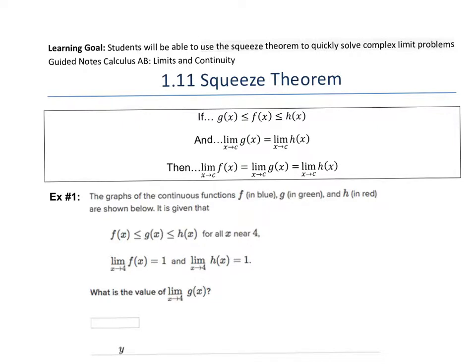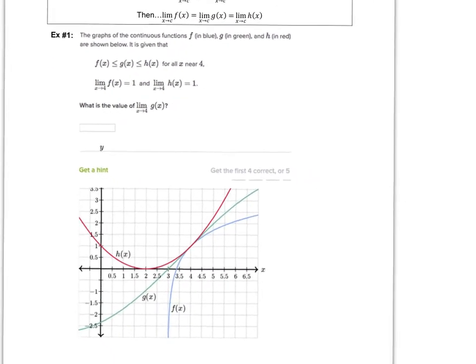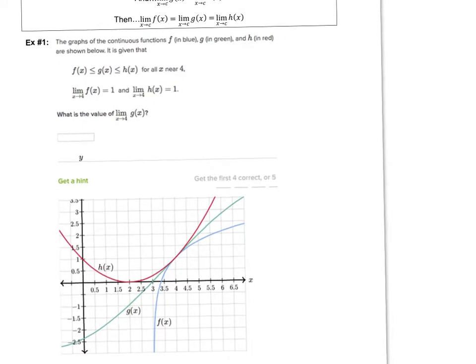Really pretty basic. You're going to work these problems out and you're going to be shocked how easy it is. So let's just take a look at this one example here. It says the graphs of the continuous functions f in blue, g in green, and h in red. And you could see that g, the green one, is in between the red and the blue one, f and h.